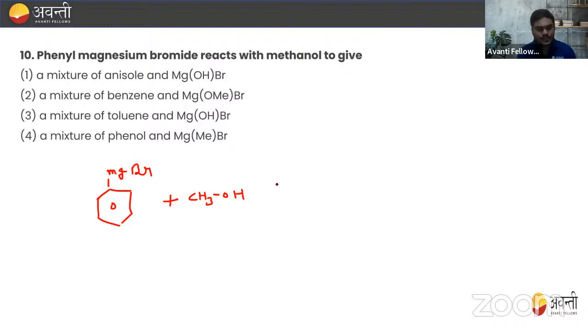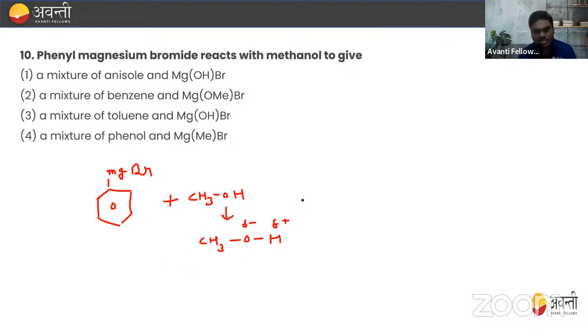Anyone? No? Chalo. Let's see what forms, I am finally drawing what should be formed. So whenever methanol, that is CH3OH, right? We can write CH3OH like this, having O and H. So this O is negative and this H is positive. On a similar basis, in this phenyl MgBr, this carbon is negative and this MgBr is positive.